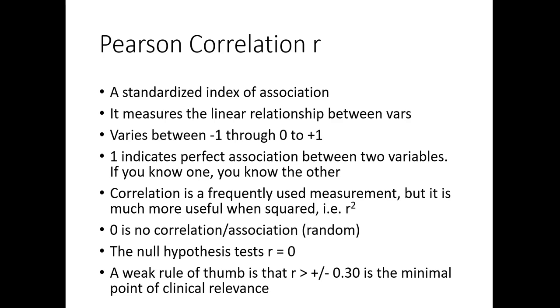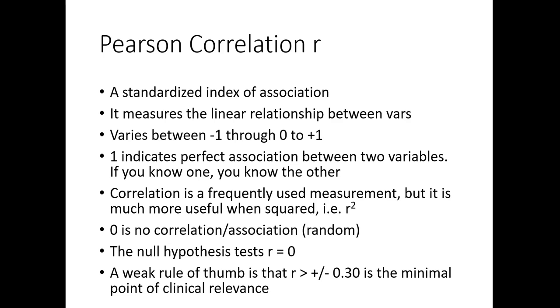So we're going to start with the Pearson correlation coefficient, and that is a basic standardized index of association. It measures the linear relationship between variables. It varies between -1 through 0 to +1. 1 indicates a perfect association between two variables. If you know one, you know the other. And the +1 and -1 are equally strong. It's just minus goes in one direction and plus goes in another.